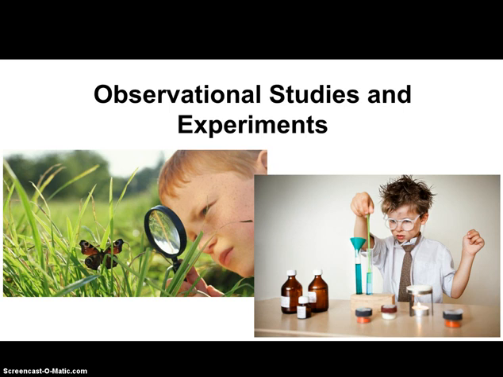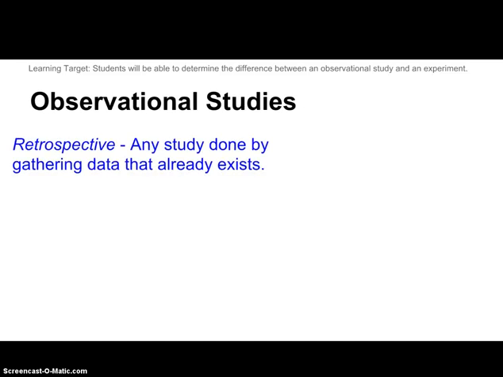As you can see here, the little boy here is very carefully watching the butterfly. This is an observation, and this kid's doing an experiment. So how do we tell the difference? Well, let's first talk about observational studies. So there are two types of observational studies.